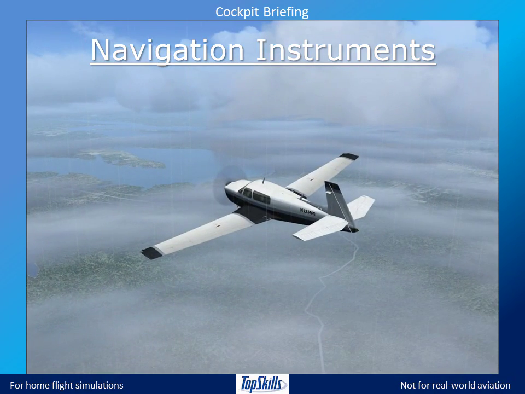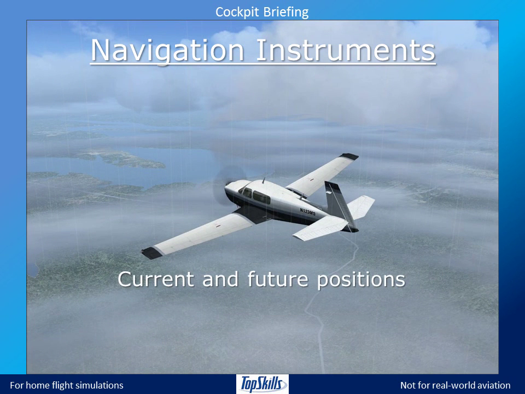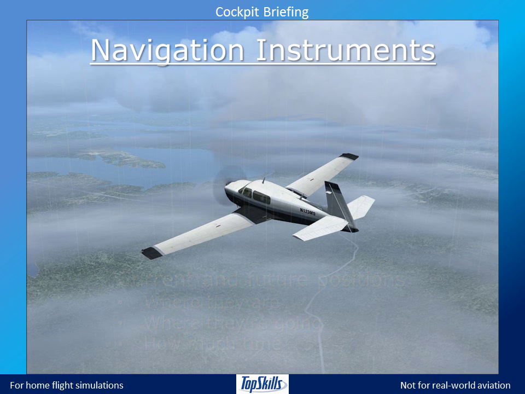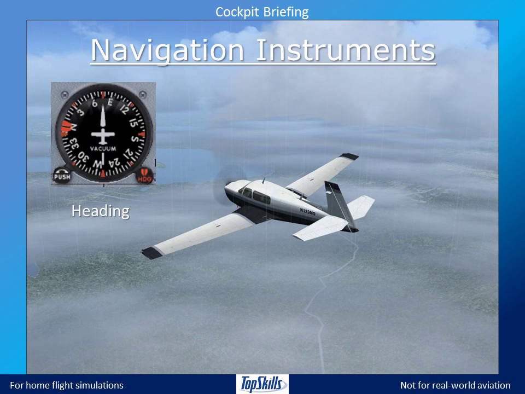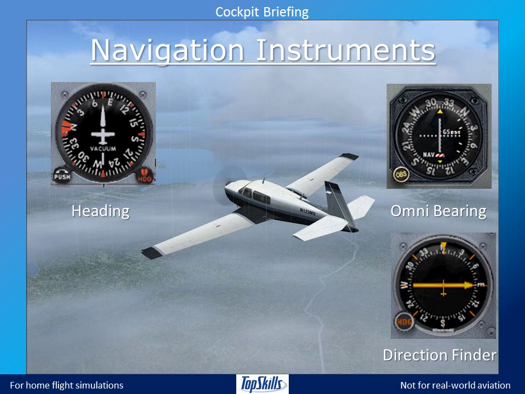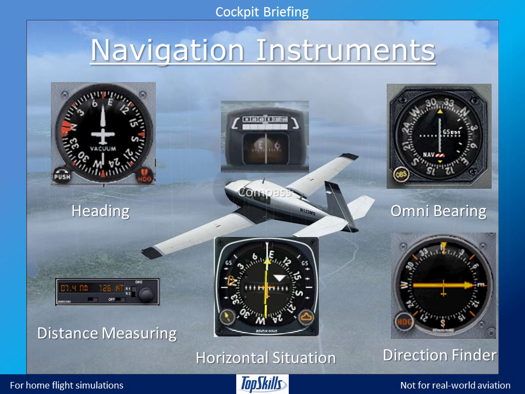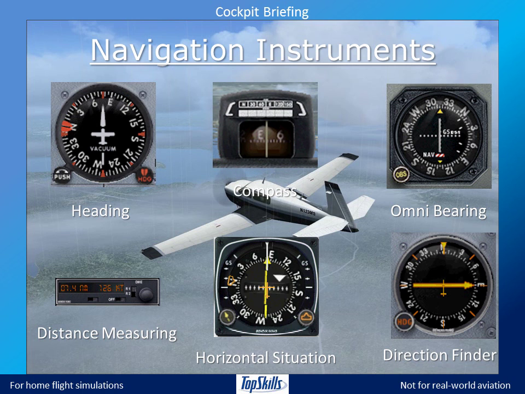Navigation instruments tell pilots about the current and future positions of their aircraft, where they are going, and how much time before reaching their next waypoint or destination. The heading indicator shows where the aircraft is pointing or going. The omni-bearing indicators, automatic direction finders, and distance measuring equipment enable pilots to determine their aircraft's position. The horizontal situation indicator on some aircraft shows heading, glide slope, and other information. The magnetic compass is often above the main panel to distance it from electronics that might interfere with it.